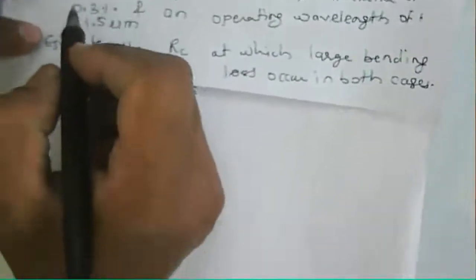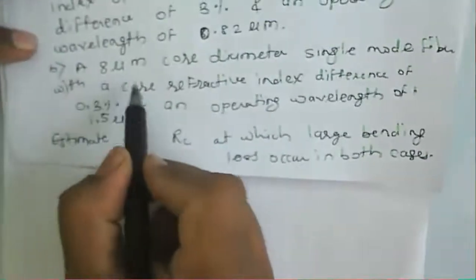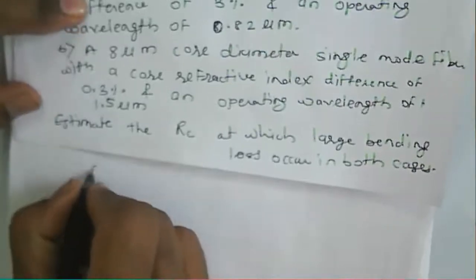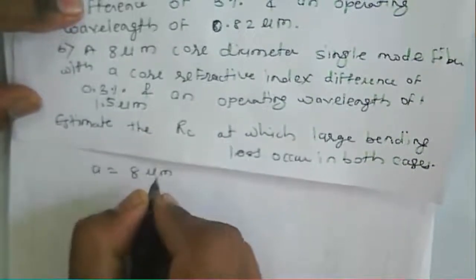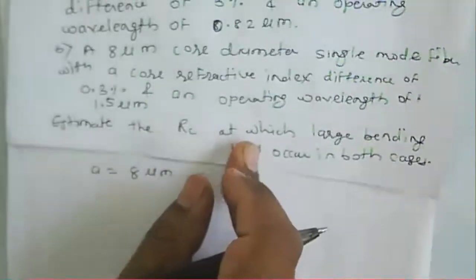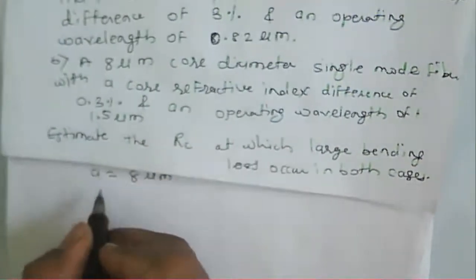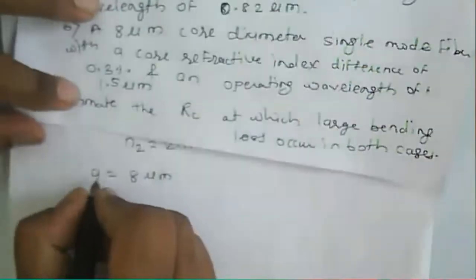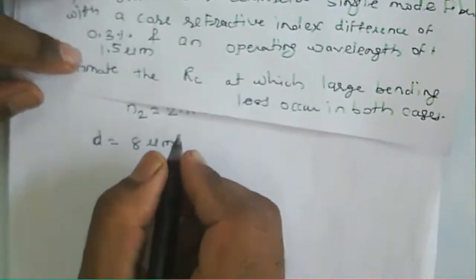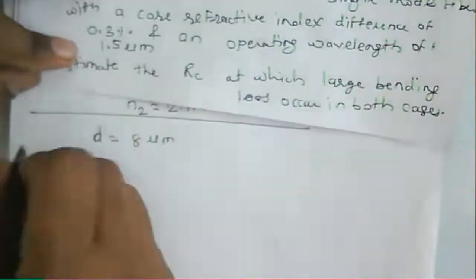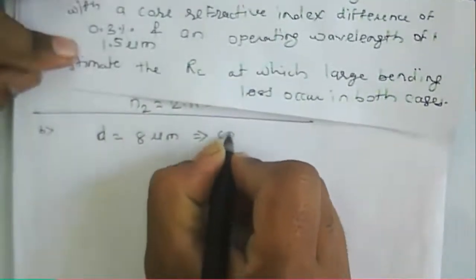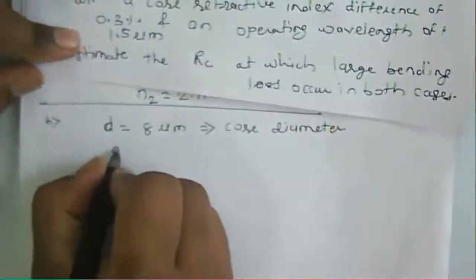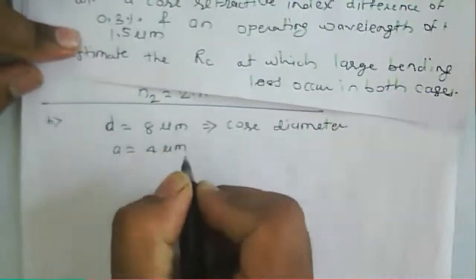Then a second case, that is about B. A core diameter is given, that is A is equal to 8 micrometer. That A is the radius actually, so that's why A is equal to 8 by 2. So from the diameter of core, you just write D is equal to 8 micrometer. That is about case B, that is a core diameter. So you can find out the core radius, that will be 4 micrometer.